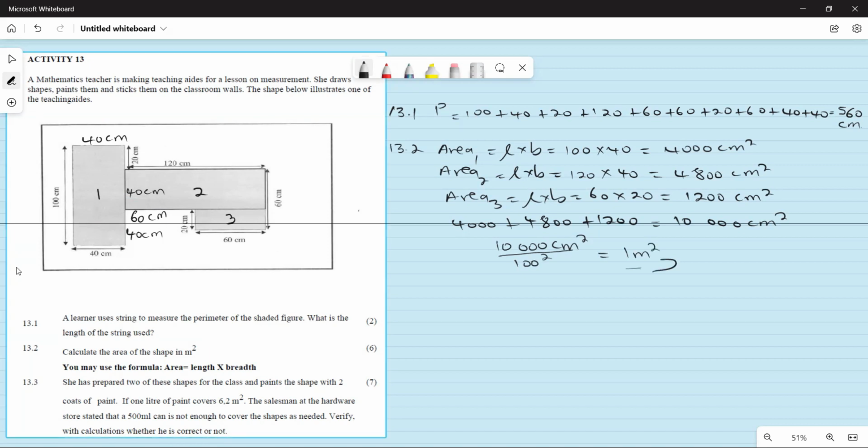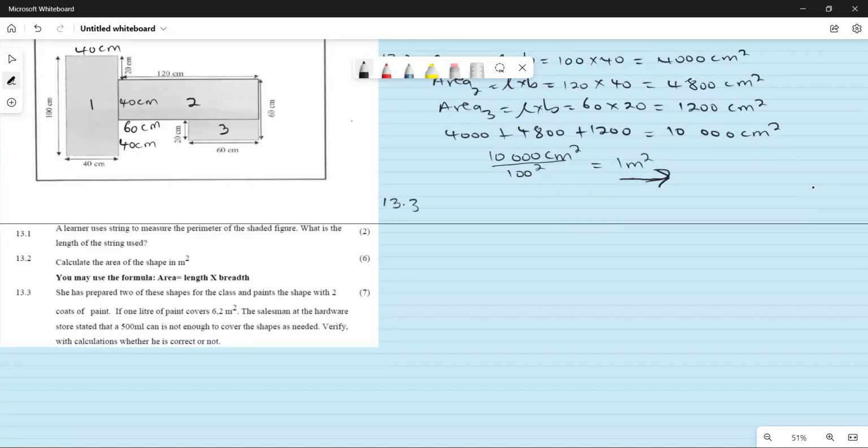Remember, to convert from centimeters to meters, you divide by 100. But from centimeter squared to meter squared is a division by 100 squared. I want us to move on to 13.3. She has prepared 2 of these shapes for the class and paints the shape with 2 coats of paint. If 1 liter of paint covers 6.2 meters squared, the salesman at the hardware store stated that a 500 milliliter can is not enough to cover the shapes as needed.